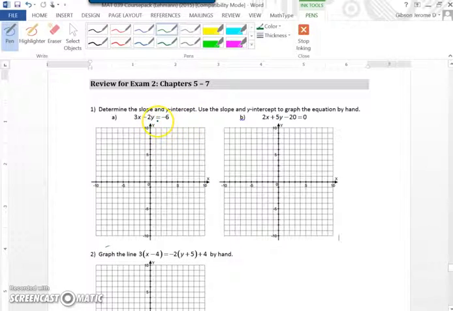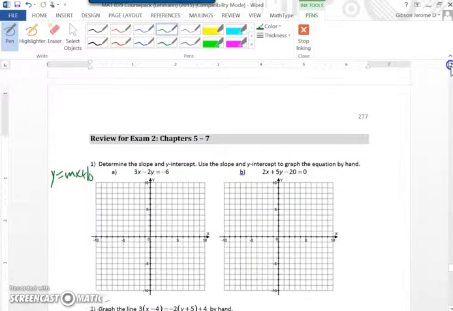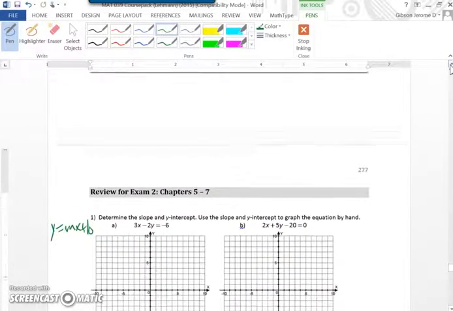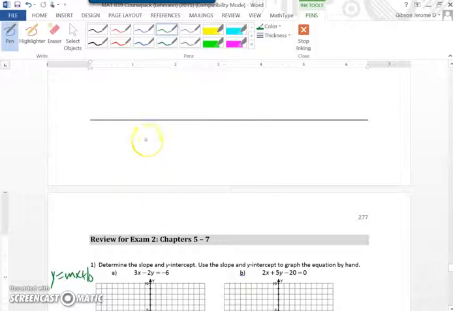Now the easiest way to do this, with 3x minus 2y equals negative 6, I would say rewrite this in slope-intercept form. And we know slope-intercept form is y equals mx plus b. Now this is the form that you should write it in. So what I'm going to do, I'm going to scroll up a little bit because I'm not using any of this area here for the actual problem.